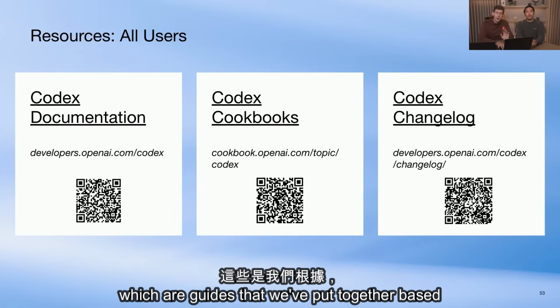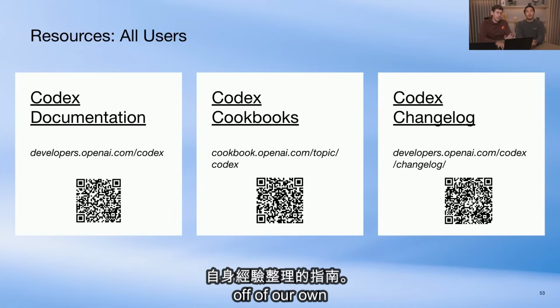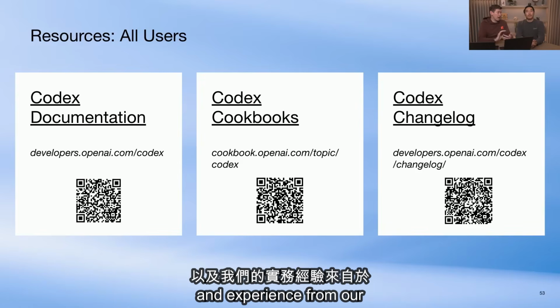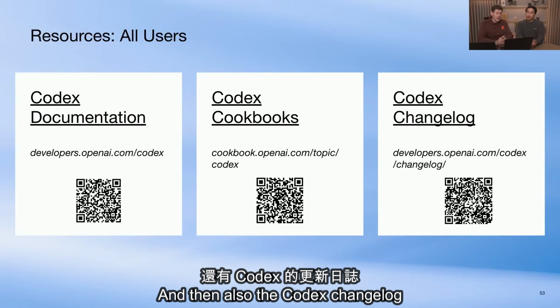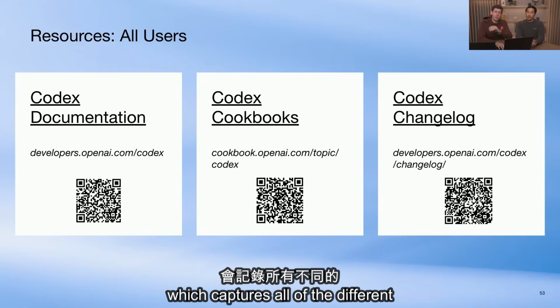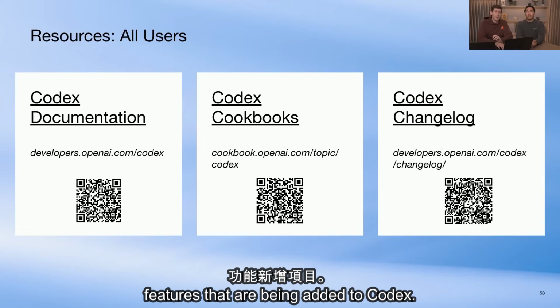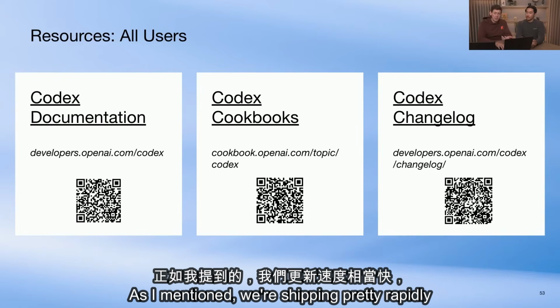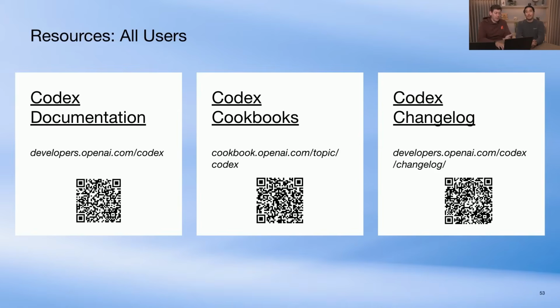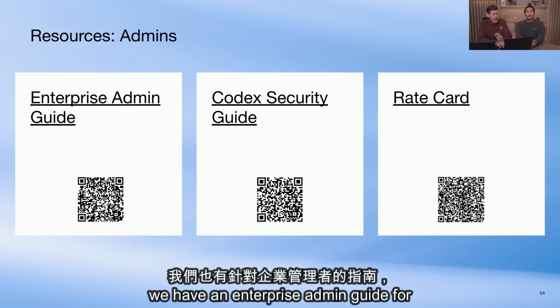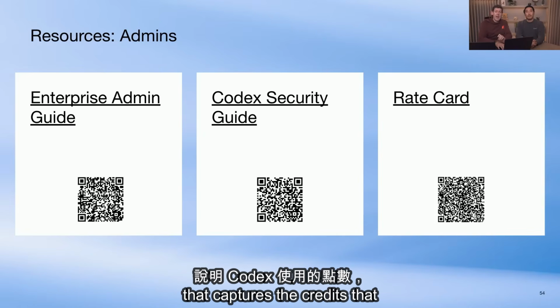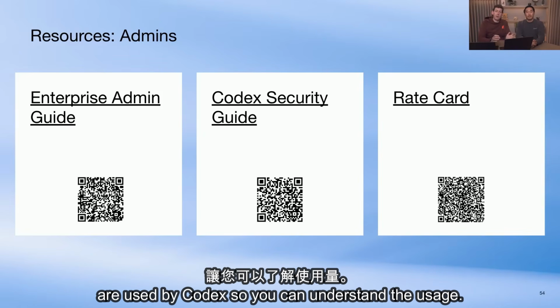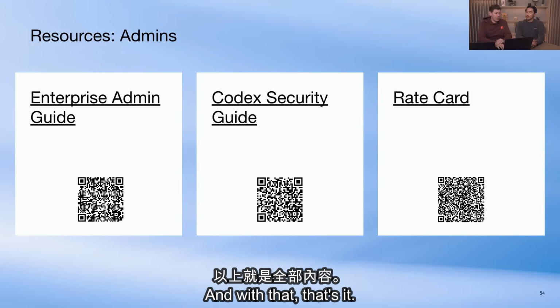We also have a series of Codex cookbooks, which are guides that we've put together based off of our own experience onboarding customers and experience from our engineers internally at OpenAI. And then also the Codex changelog, which captures all of the different features that are being added to Codex. As we mentioned, we're shipping pretty rapidly, so that updates pretty frequently. If you're an admin, we have an enterprise admin guide for you, as well as a security guide, and then a rate card that captures the credits that are used by Codex so you can understand usage.